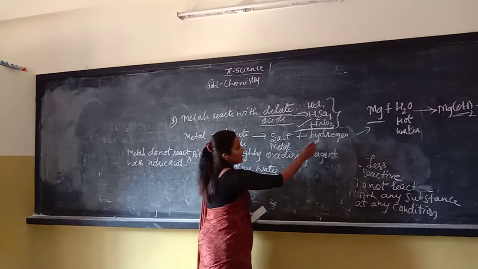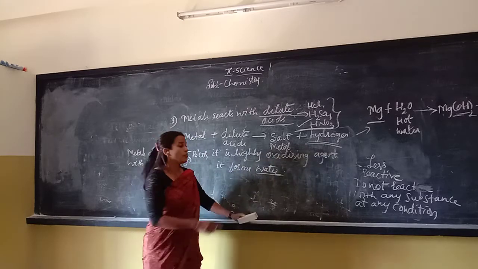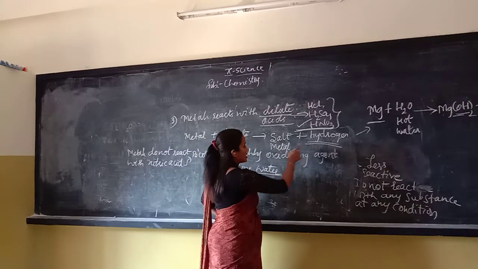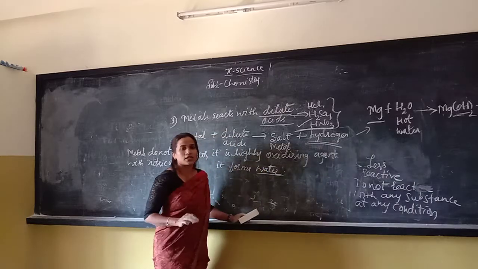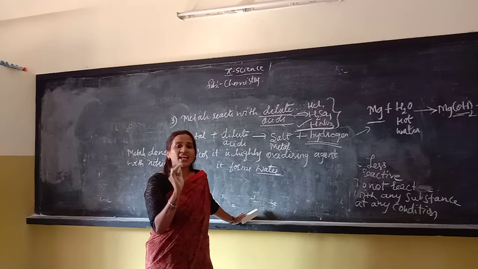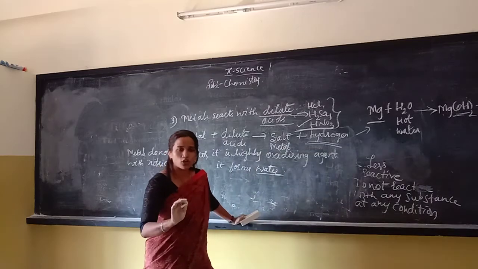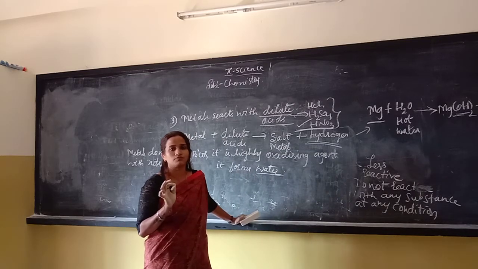But what do we need here? We need hydrogen gas as a product, along with the metal salt. But in this case, instead of hydrogen gas, we start getting water. That's why metals do not react with dilute nitric acid. They only have the capacity to react with dilute hydrochloric acid and dilute sulfuric acid.